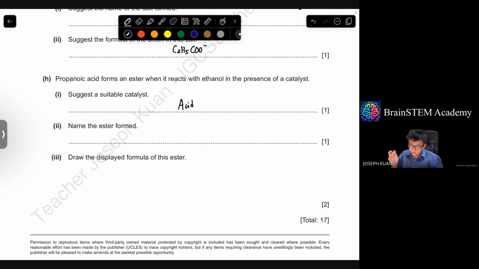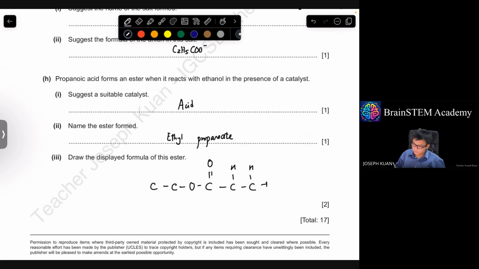Name the ester formed. So it is alcohol first name, carboxylic acid second name: ethyl propanoate. Draw the displayed formula. Simply take 2 carbons for ethyl, 3 carbons for propanoate. Propanoate is C double bond O, an ester group, C double bond O, single bond O. Then fill in the rest with hydrogen. Make sure all carbons have 4 lines. Then you're done. Okay, that's pretty much it.